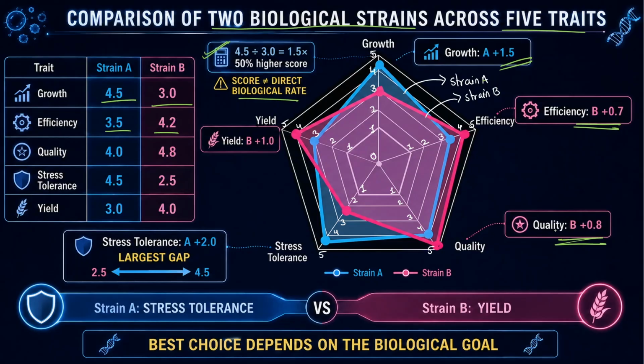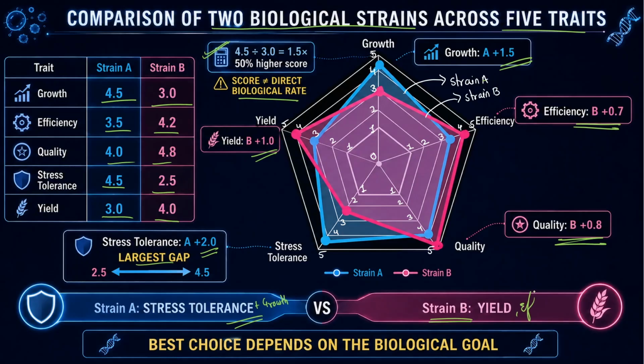For stress tolerance, A scores 4.5 while B scores 2.5. A is higher by 2.0, which is the largest difference in this chart. Finally, for yield, A scores 3.0 and B scores 4.0. Therefore, B is higher by 1.0. Overall, strain A performs better in growth and stress tolerance, especially stress tolerance. Strain B performs better in efficiency, quality, and yield.